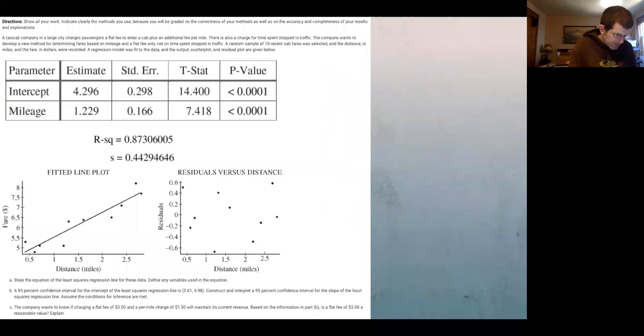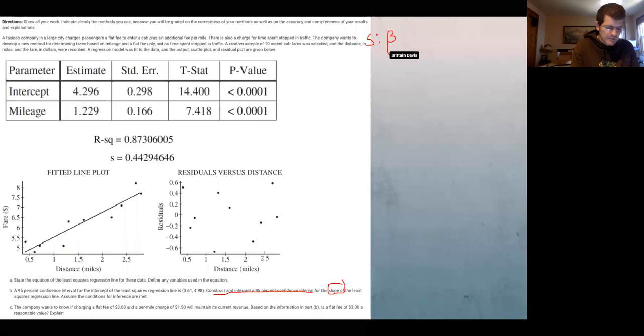Now the next part says we have a 95% confidence interval for the intercept of the least squares regression line, which is 3.61 to 4.98. But notice, this is a confidence interval on the intercept, which we have not done anything with, but it's already been calculated. So I won't worry about it. The next part says construct a 95% confidence interval for the slope. And we do know that one. So let's go ahead. I'm going to state the problem.